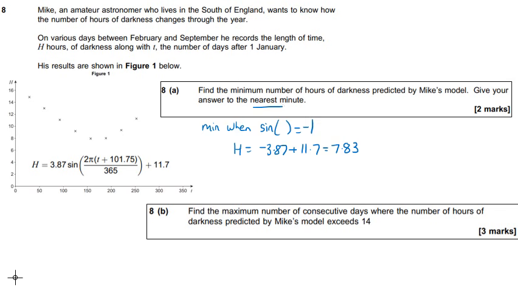It says to the nearest minute, so we can't just leave it as 7.83 hours. So what is 0.83 of an hour? Well, 0.83 times 60 minutes is approximately 50 to the nearest minute. So in other words, h is 7 hours and 50 minutes.